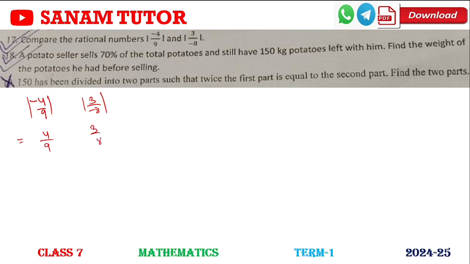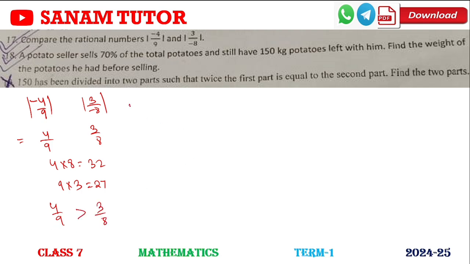Here it is 3 by 8. First we cross multiply: 4 into 8, that is 32. Then 9 into 3, that is 27. So which one is greater? The first one. So the answer is 4/9 is greater than 3/8.